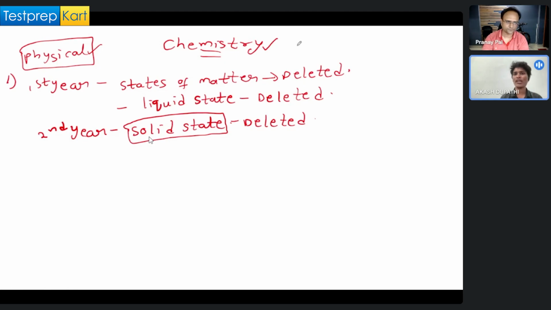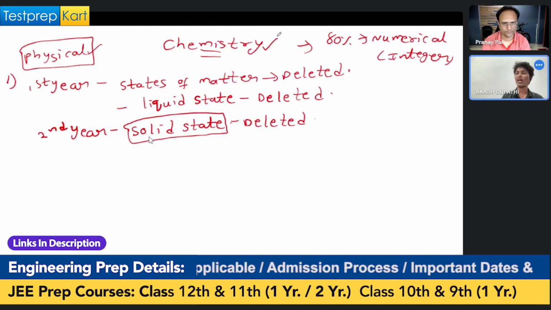And in physical chemistry, you can expect up to 80% of questions to come in numerical form, that is the integer part. From the last 3 to 4 years, I observed that up to 80% of questions are coming in integer format. You have to report just an integer.